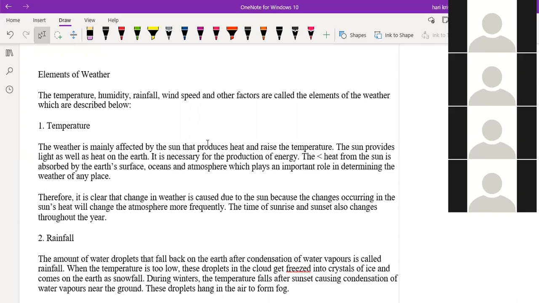Whatever heat is given by the sun onto the surface of the earth, the earth will absorb. Along with the earth, ocean water will absorb, and the atmosphere will absorb some part of the heat. After the absorption, some part will be reflected back into the atmosphere. That will decide the temperature of the atmosphere. So temperature plays an important role in determining the weather of any particular place.